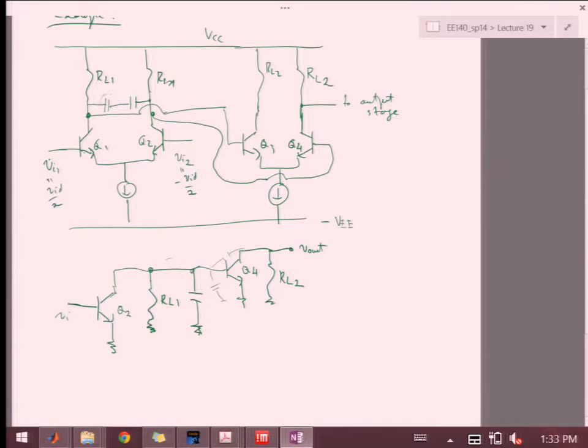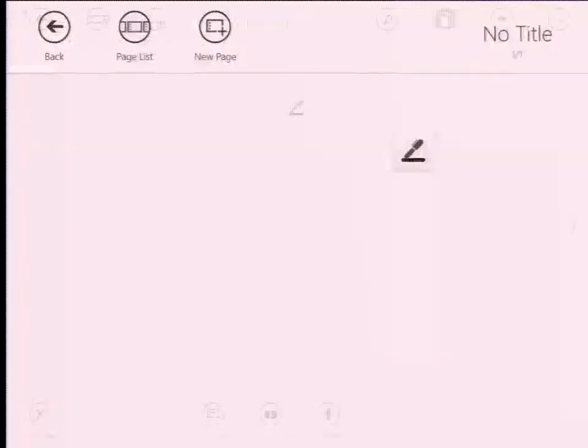So for this whole thing to be C, what does this one have to be over here in the half circuit? What does each one of these have to be for the whole thing to be C?